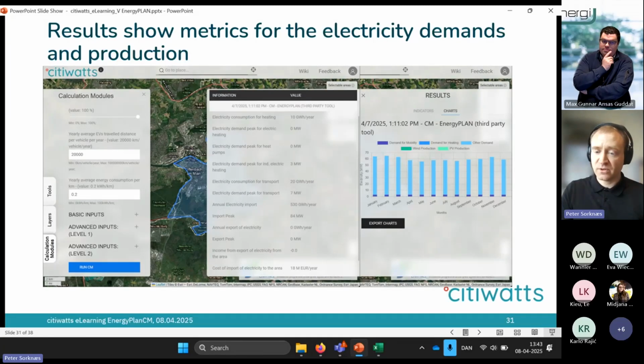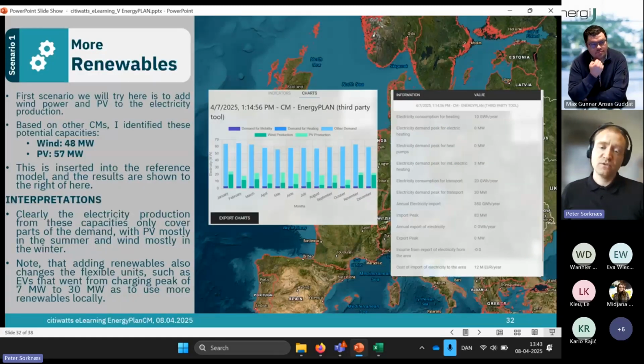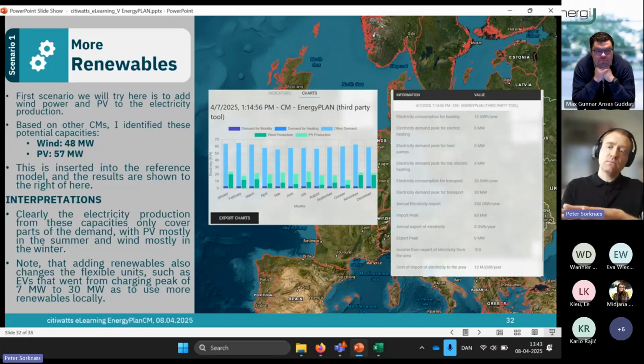I'll then go through some of the scenarios. First scenario is where I've tried to add some more renewables. So I use the same setup for the reference as I've done before. And then I've used these two CMs I explained earlier to identify some wind power capacity that could potentially be installed based on at least the CMs, and some PV. Of course, these numbers might need to be double checked, but at least it gives some good indication for starting this scenario. And then I add these two capacities in the tool, and then I run it again.